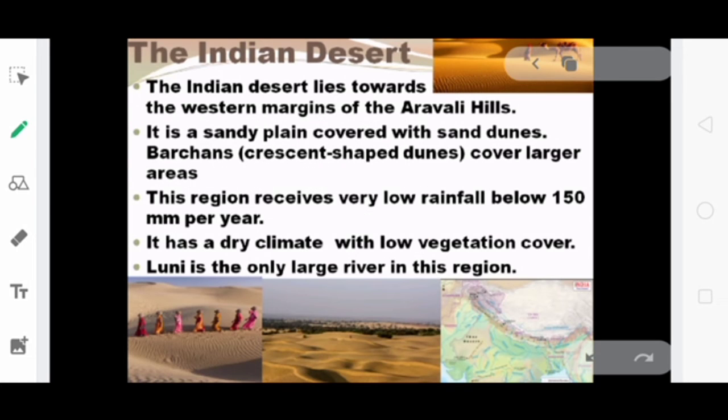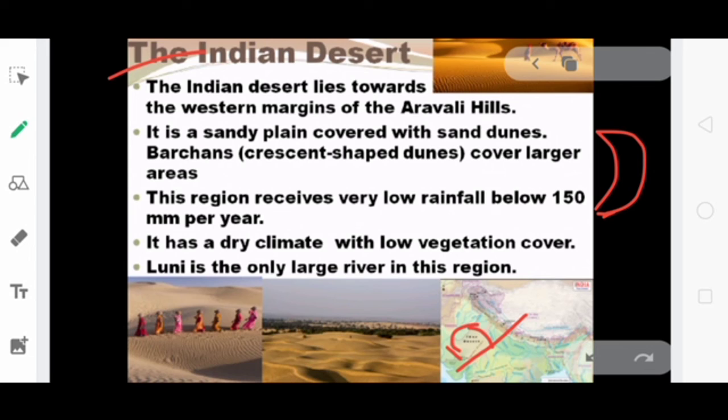The next physical feature of India that we are going to discuss is the Indian desert. The Indian desert lies towards the western margins of the Aravalli Hills. If you look at the map here, we can see that this Indian desert is to the western margins of the Aravalli Hills. It's a sandy plain covered with sand dunes. Barkans, crescent-shaped dunes, cover large areas. Barkan is a dune in the shape of a crescent. You can see some of the pictures here. The sand dunes are formed due to the wind.